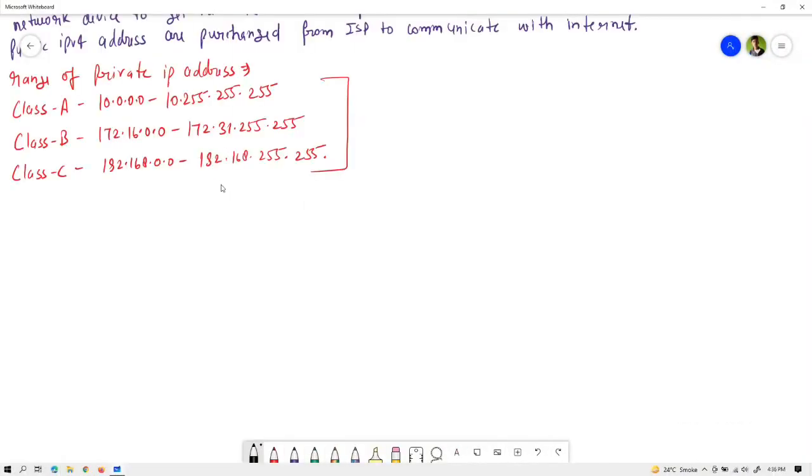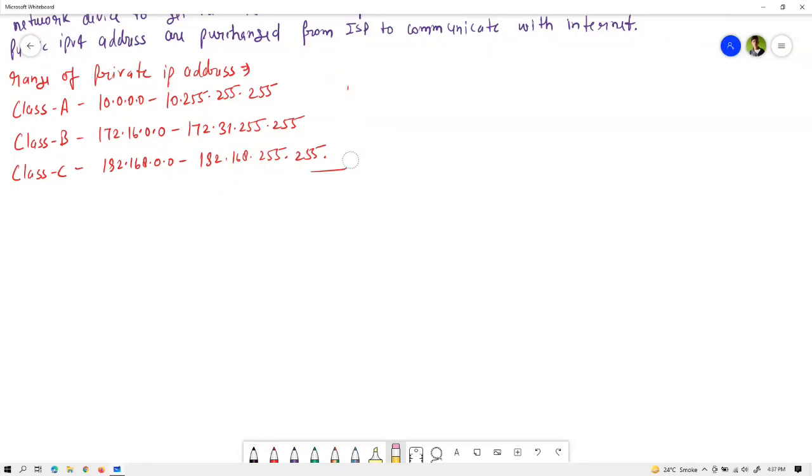When it comes to IP addressing, you need to understand how many hosts or how many addresses we can calculate from these classes, right? If I talk about class A, class B, class C, we have some predefined or default subnet mask.